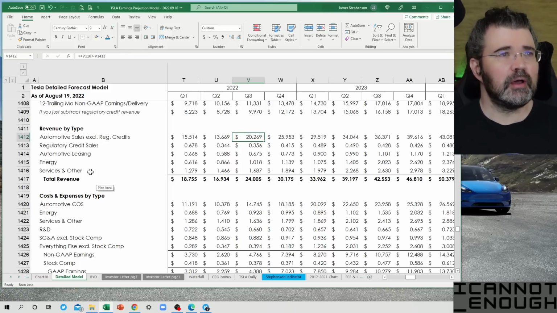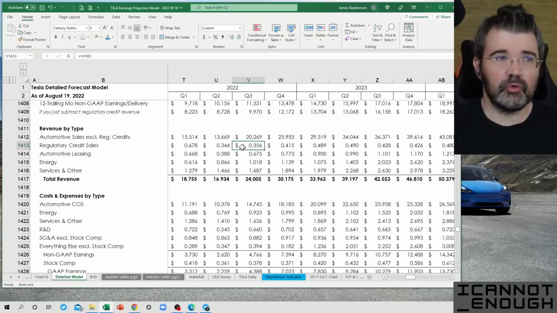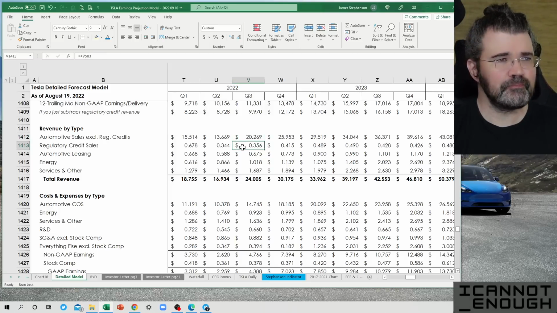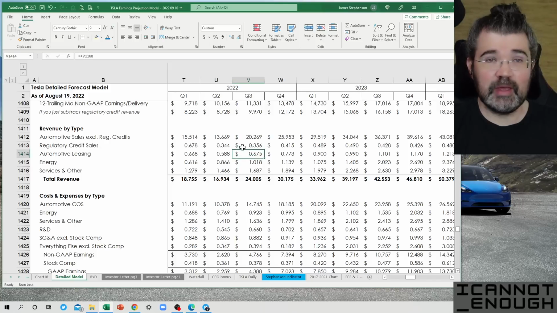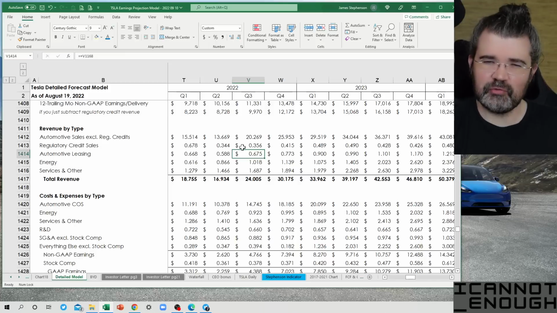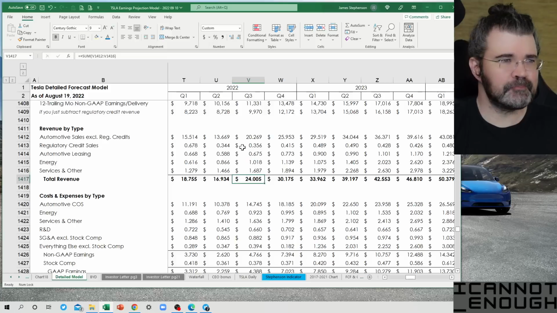So here I've got automotive sales excluding regulatory credits. So this is just a breakout the same way that Tesla reports it now with regulatory credits revenue on its own line. And the rest of this is just the same. Automotive leasing, energy, services and other, total revenue. I'm going to try to remember to make a video about leasing accounting, which is a little bit different than cash delivery accounting, and explain that because a couple of people have asked about it.